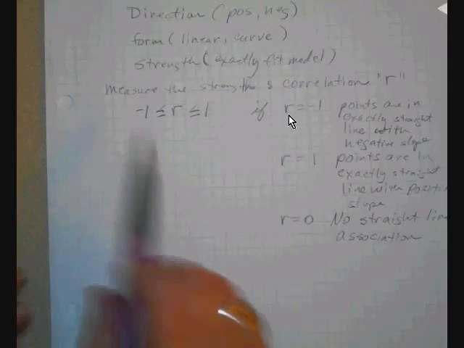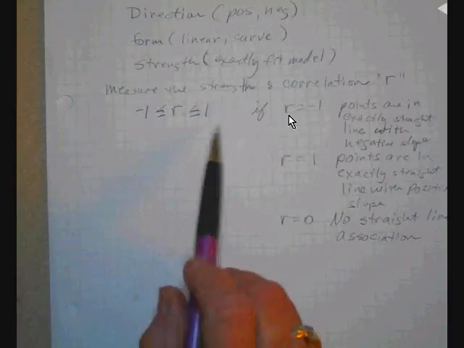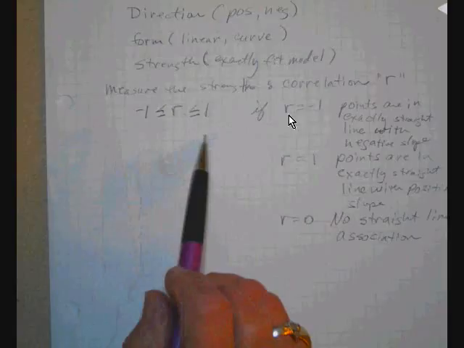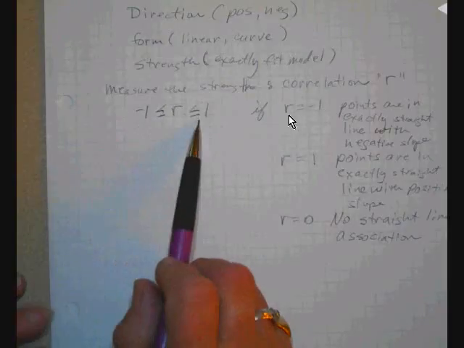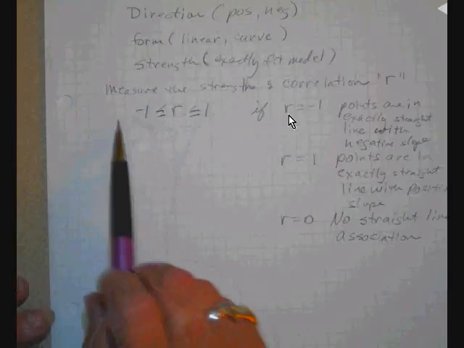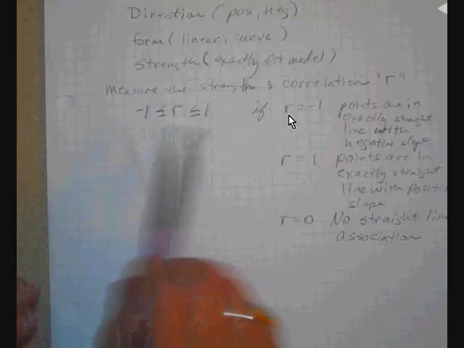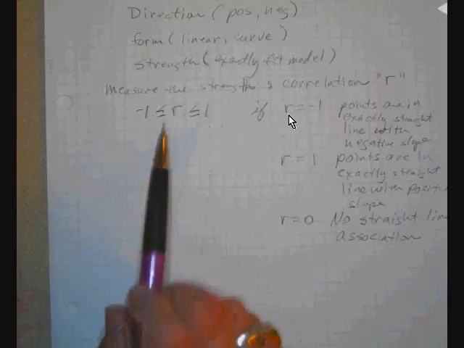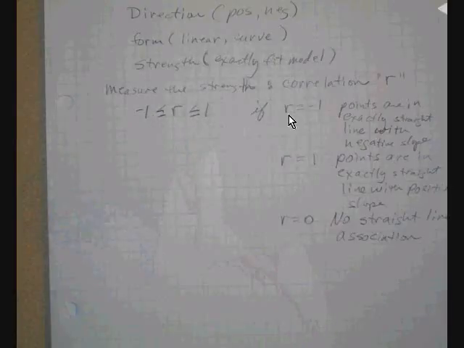Okay, now, yes. Oh no, it can be any number in between. So it mostly will be a number in between. Rarely are you going to get a -1 or a 1. So we're going to measure our strength by how close that number is to -1 or 1. Or if it's very close to 0, we'll say, oh, this isn't a linear relationship at all to try to model. Yes, sir?